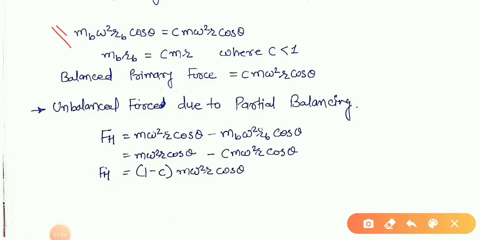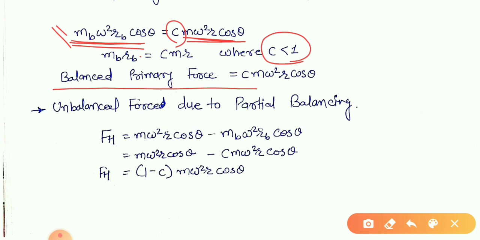Here the primary unbalanced force is equal to m omega square r cos theta. So c is the fraction in the amount which we balance with this balancing mass, against our primary unbalanced force. Now we are balancing a fractional amount, where the value of c will be less than 1. So the balanced primary unbalanced force is equal to c m omega square r cos theta.